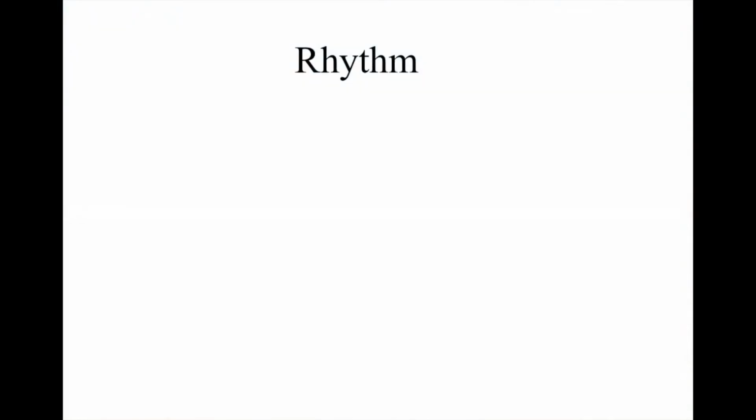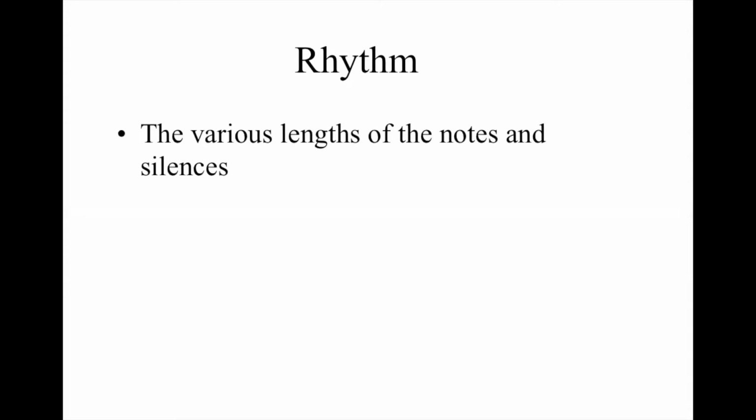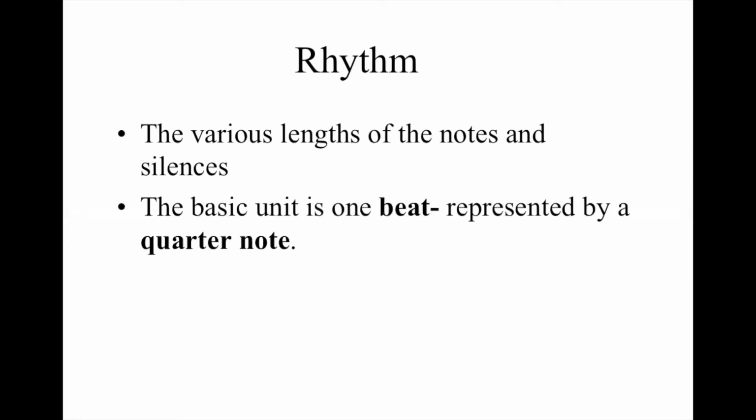So we've been discussing beat, the constant steady pulse, but even more important is rhythm, the various lengths of the notes and the silences. Notes and sounds can last a portion of a beat or more than one beat, and we have different symbols to communicate that. The basic unit is a note that represents one beat, usually, but not always, represented by a quarter note. And you see one here. It's the black oval with a line that goes up.